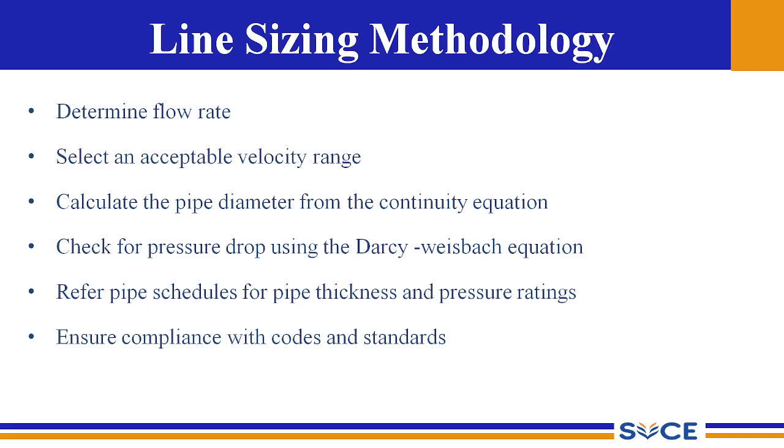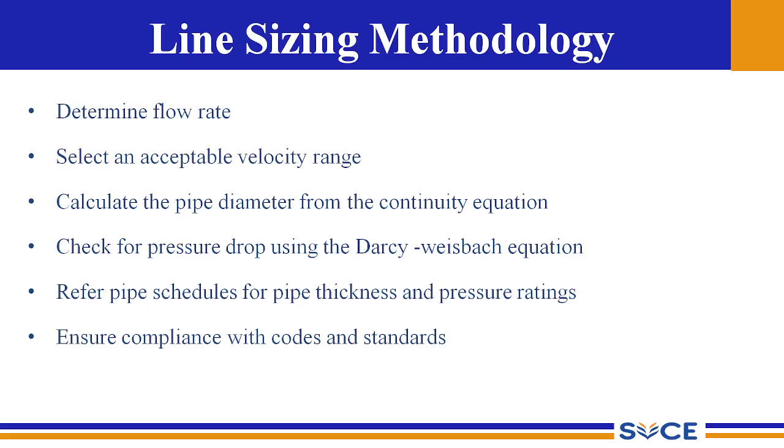So once the pressure drop is determined and if it is within the acceptable limits, then the pipe diameter that is calculated is considered as the line size. Otherwise, we need to change the value of the pipe diameter and/or change the acceptable velocity range to determine the next size of standard pipe diameters that may be available.